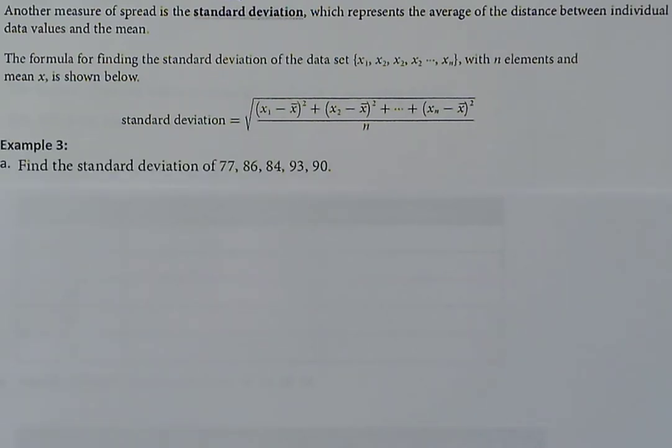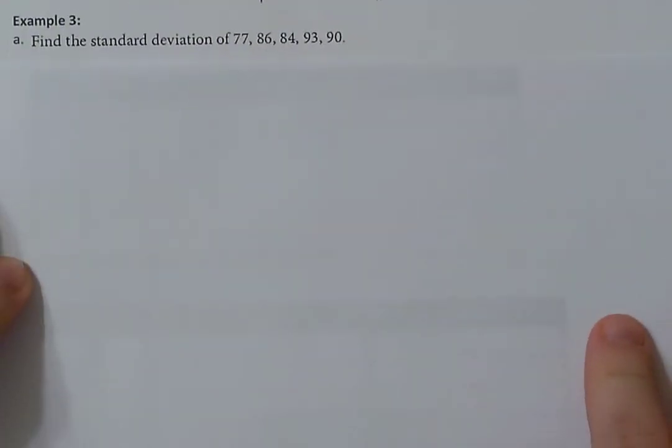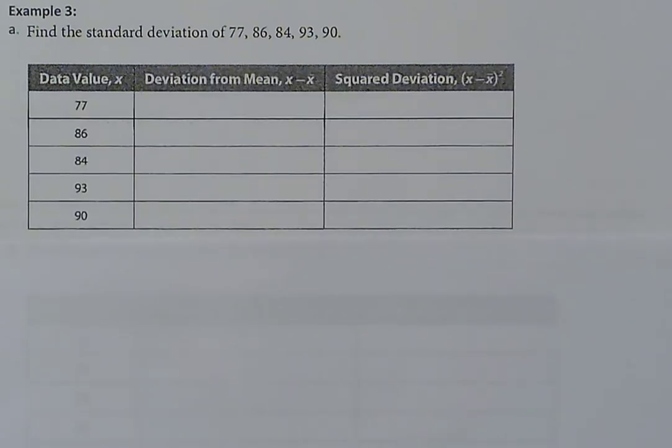So example 2 is going to ask us to find the standard deviation of 77, 86, 84, 93, and 90. So that is going to be our data set, and we need to find the standard deviation of that data set. And we're going to use this table to guide us through that. So they give us the data values, 77, 86, 84, 93, and 90. The first thing we need to figure out is the deviation from the mean. So the first thing that we need to do is to figure out the mean of the data set.